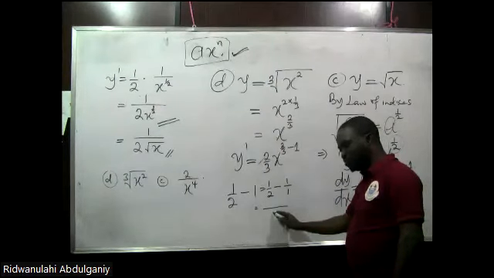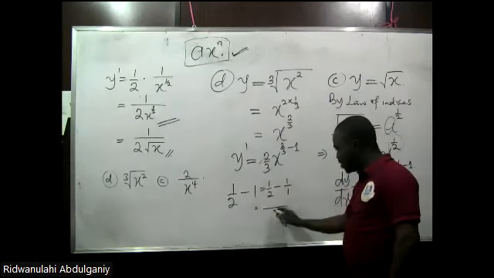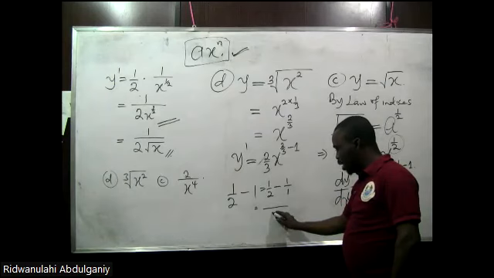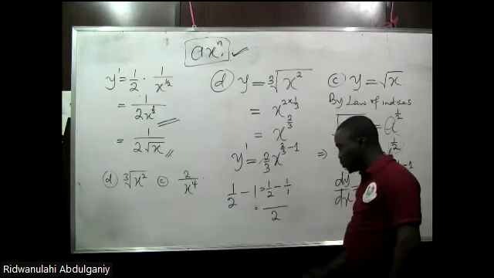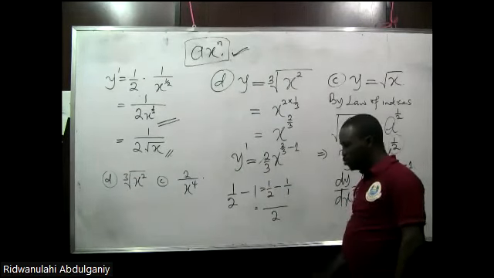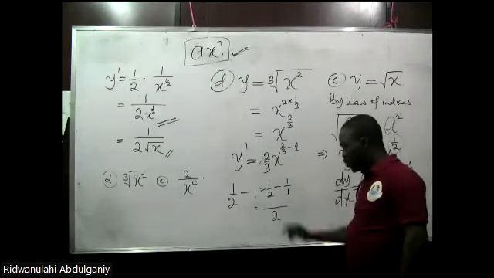What's the LCM? Joy? Sir? What's the LCM between 2 and 1? 1. Are you sure? Lowest common multiple. That should be 2. 2 divided by 2, 1. 1 times 1.